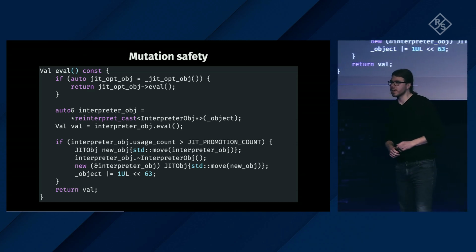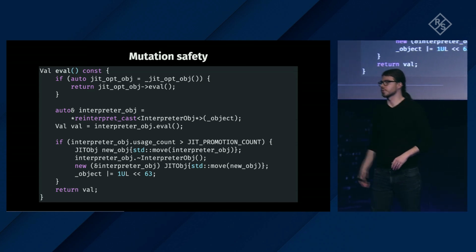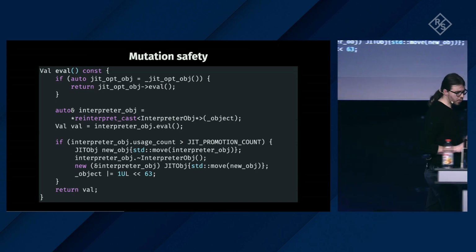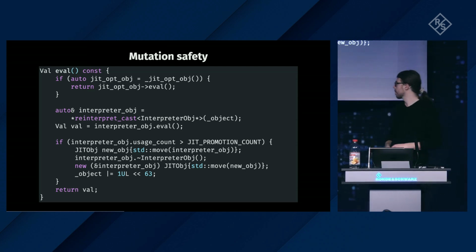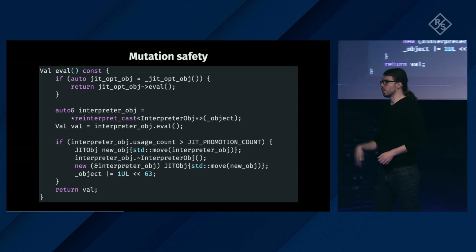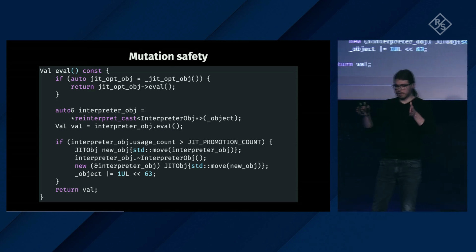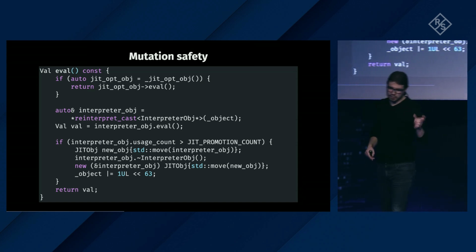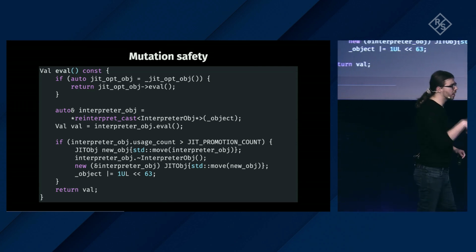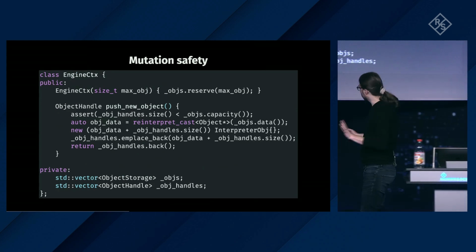We have an internal counter that keeps counting up on each usage. And if the usage reaches some threshold, we say, okay, that object's hot. We will promote it by compiling it with the JIT. What we do is we construct a new JIT object. We destroy the old value, we placement new the JIT object into the same place the pointer was in, and we tag the pointer, this underscore object thing, to remember that we are now a JIT object. One last slide, I promise.